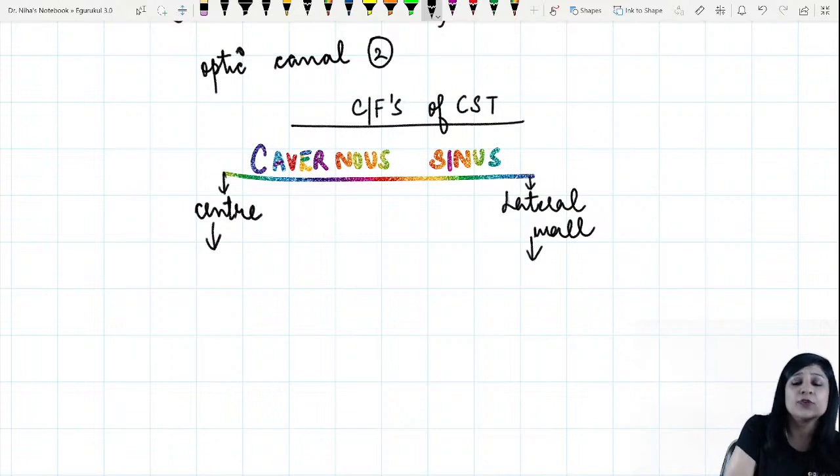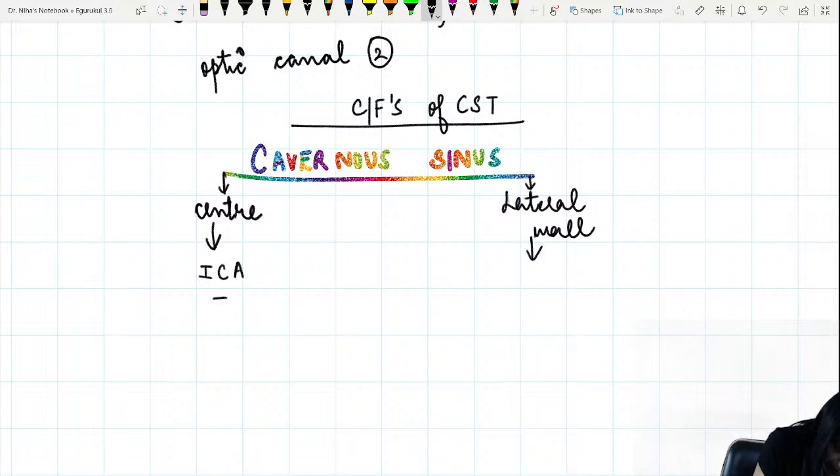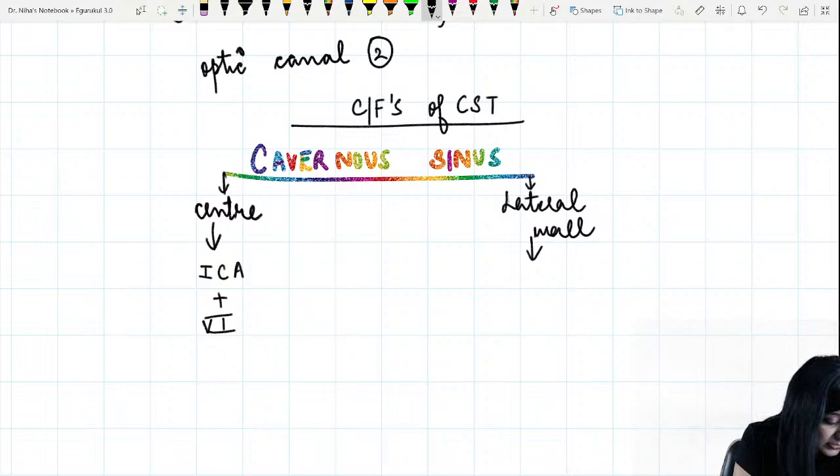Harsimran, very good. I am proud of you. So this is your internal carotid artery plus the 6th nerve. Okay, that is done. Anushka, very correct. Now the lateral wall. The sixth nerve will not go through the lateral wall. So the center has the internal carotid artery plus the sixth nerve.